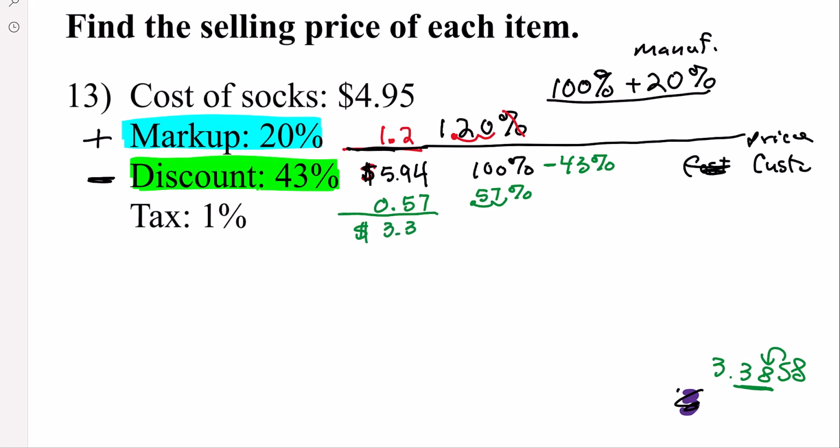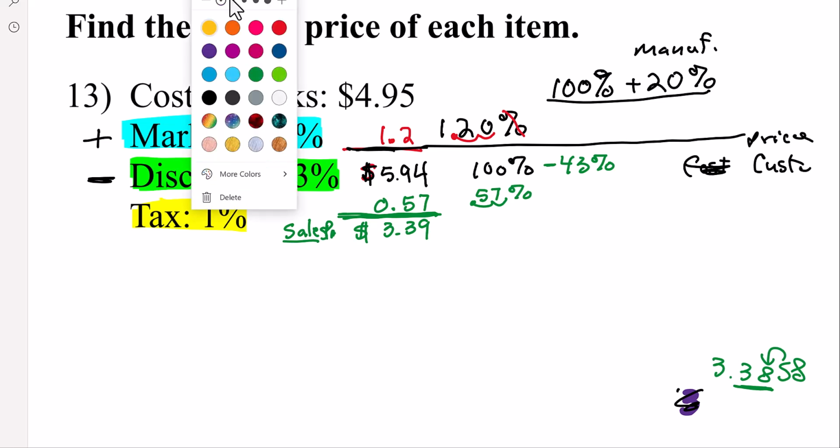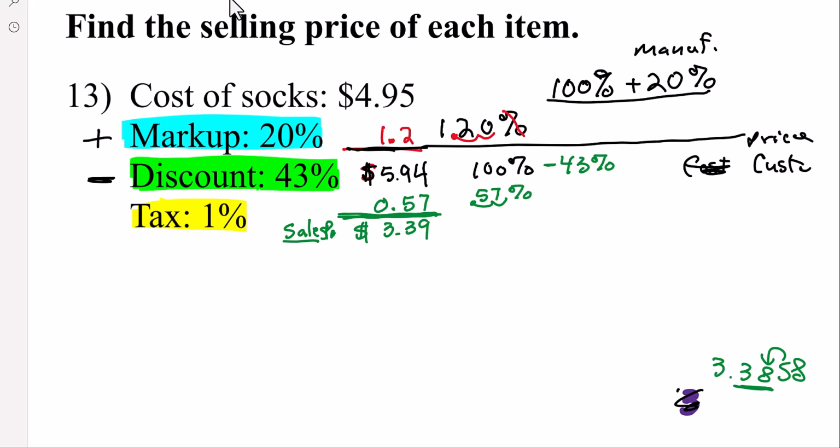So this is now the sale price, $3.39. All right, you've got a customer that's willing to buy these marked down socks, even though maybe they don't like them that well, but that price is a good price. So now when they go up to the register, they have to pay tax. And I don't know which state this is that only charges 1% tax, but you have to pay a 1% tax. Well, tax is paying more.